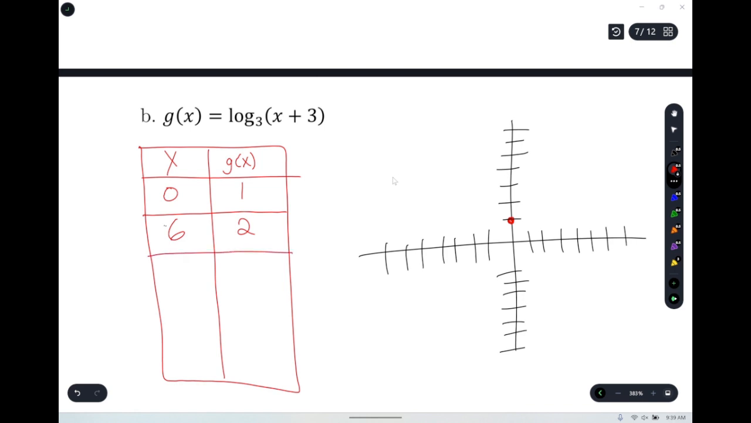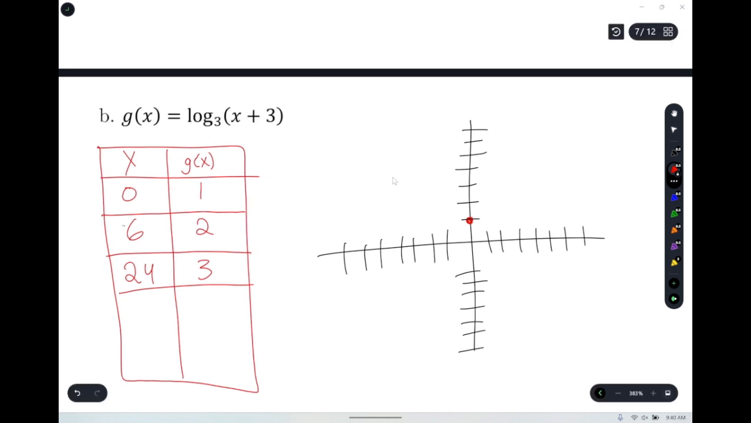I think I know what the next big jump is going to be. Is 9 going to be 3? 9 plus 3 is 12. No, we got to get to the next one. 24. 24 plus 3 is 27. So 24 is 3. All right. So we've got (0, 1), (6, 2), (24, 3).